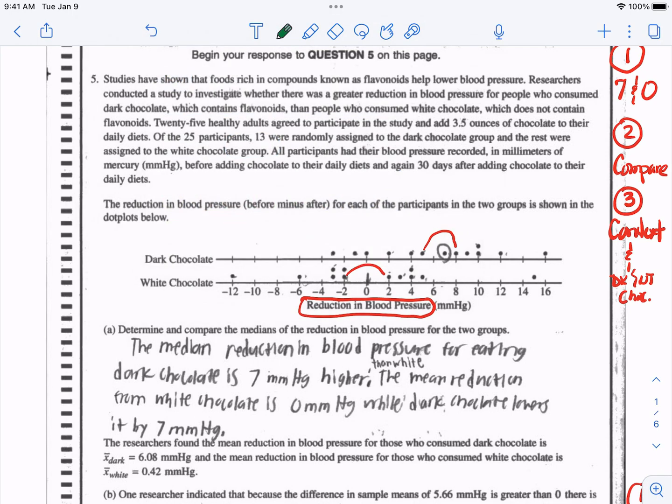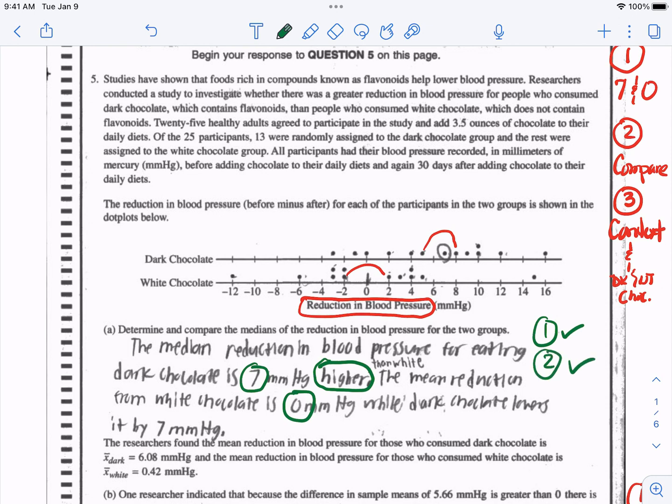So the first part, on part A, they had to calculate that for dark chocolate it was 7 and for white chocolate it was 0. They've got that exactly correct. So they've got the first part correct. For the second part, they had to compare using comparative language. And if you look, there's the word higher. They kind of added some words in there to make it sound good, but they did say that the dark chocolate, which is 7, is higher than the white chocolate, which is 0. So they got the comparison piece.